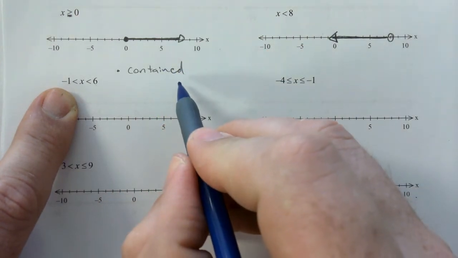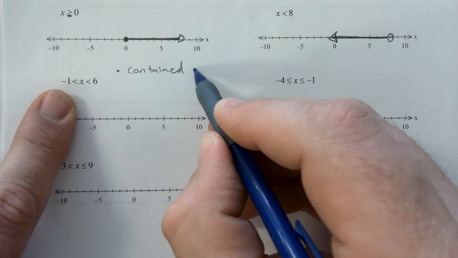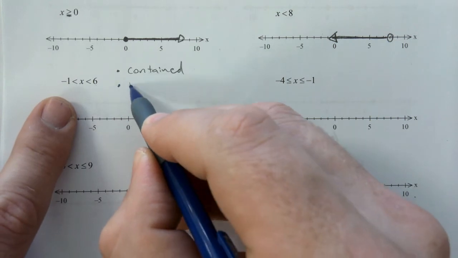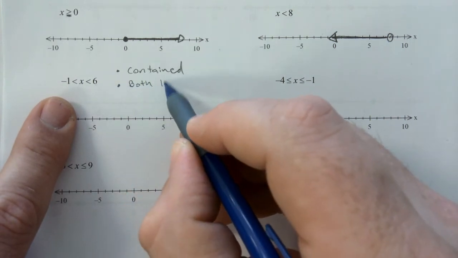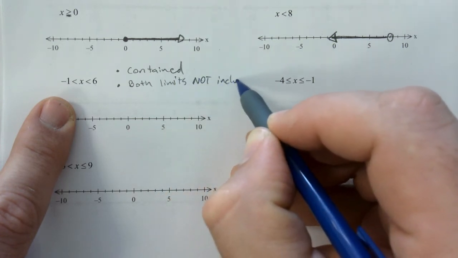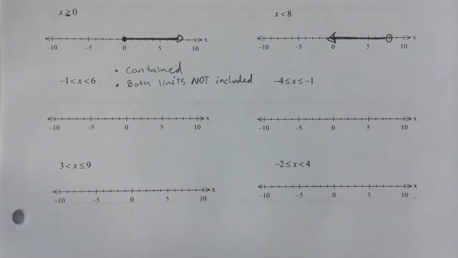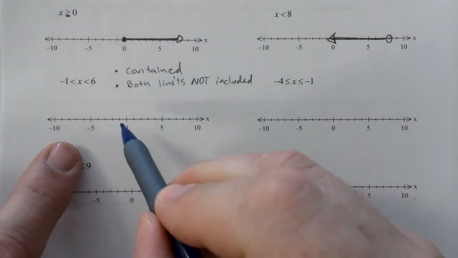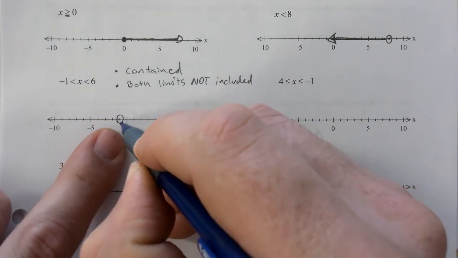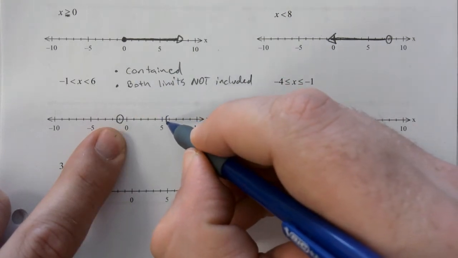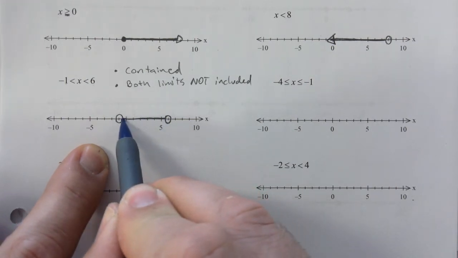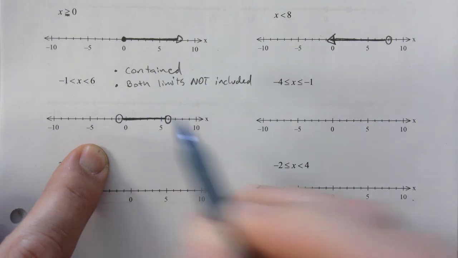That means it's going to be dot, dot, like it'd be solid or closed, right? And both ends, both limits, not included. Okay, both limits are not included. So we're going to go to -1, the lower limit, and we're going to make an open circle. Then we're going to go to 6. I'm going to make an open circle. And then just connect those two. Okay.